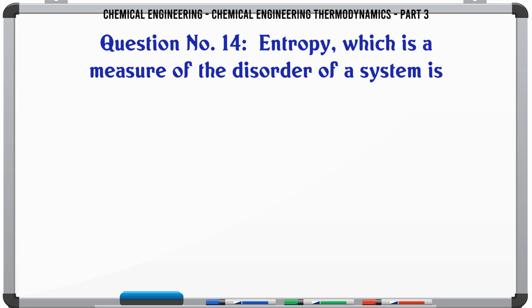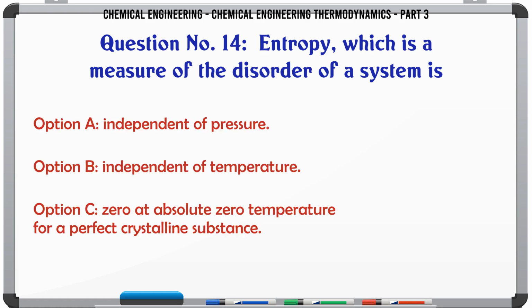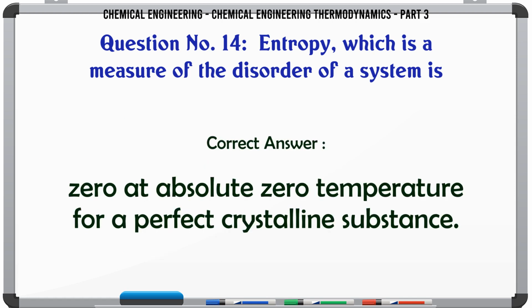Entropy, which is a measure of the disorder of a system, is: A. Independent of pressure. B. Independent of temperature. C. Zero at absolute zero temperature for a perfect crystalline substance. D. All A, B, C. The correct answer is zero at absolute zero temperature for a perfect crystalline substance.